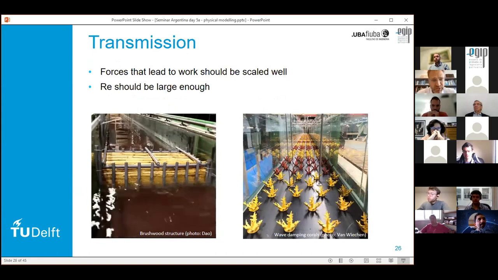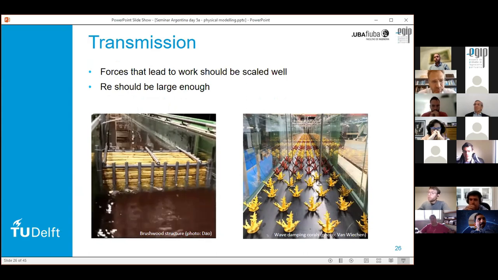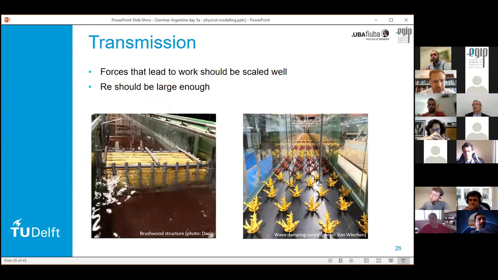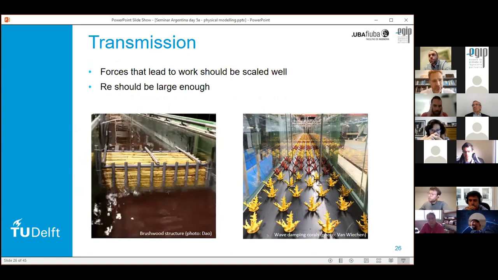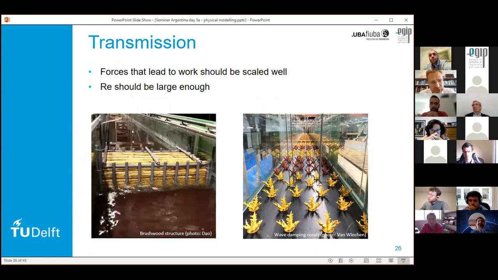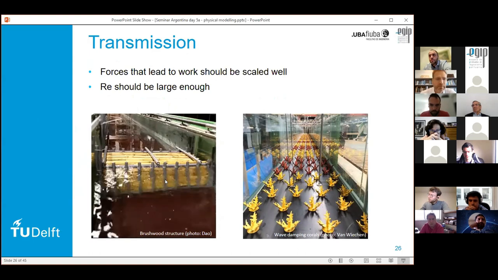Now there is transmission, so that's nice. Here you see some of the last 2 years in our flume. This is a brushwood structure. They're using that in Indonesia and Vietnam to protect mangroves so that mangroves can regrow. And they are made from brushwood horizontally in a frame.